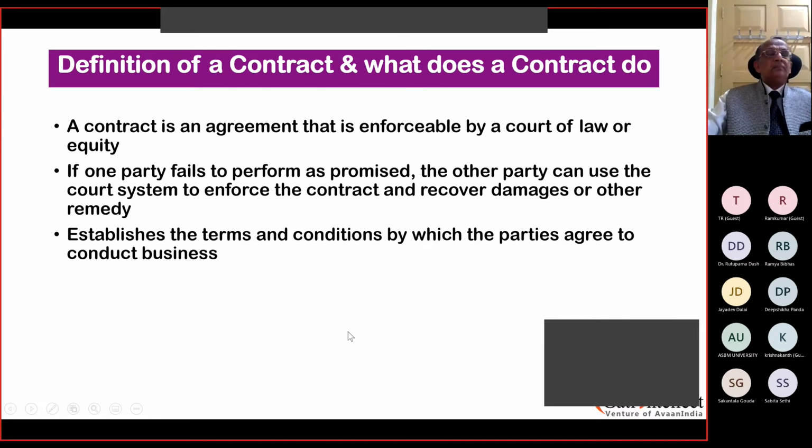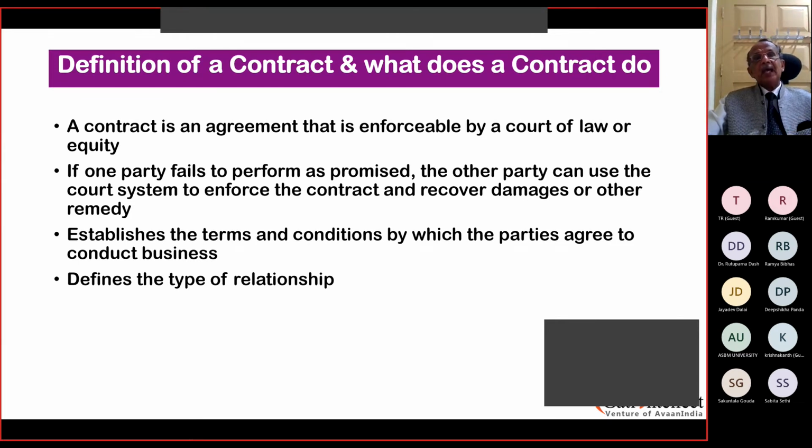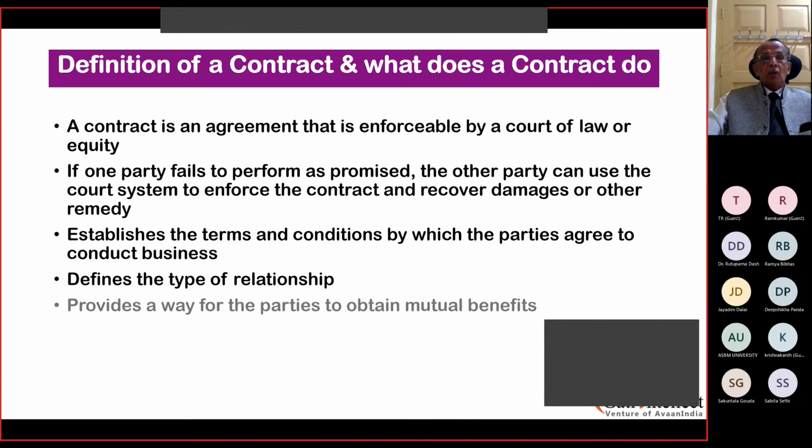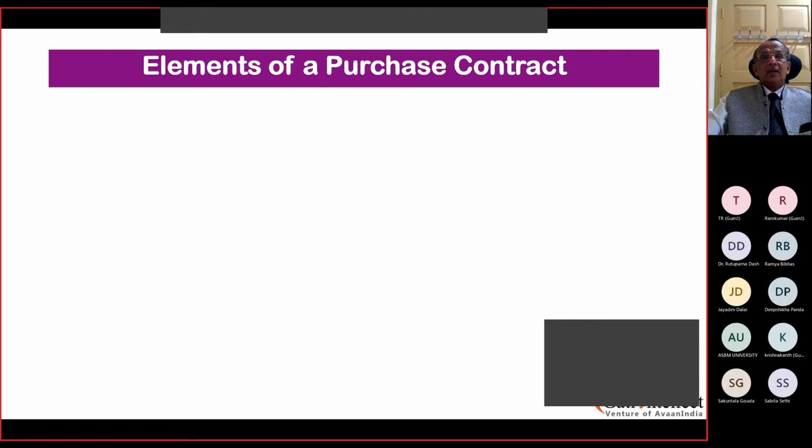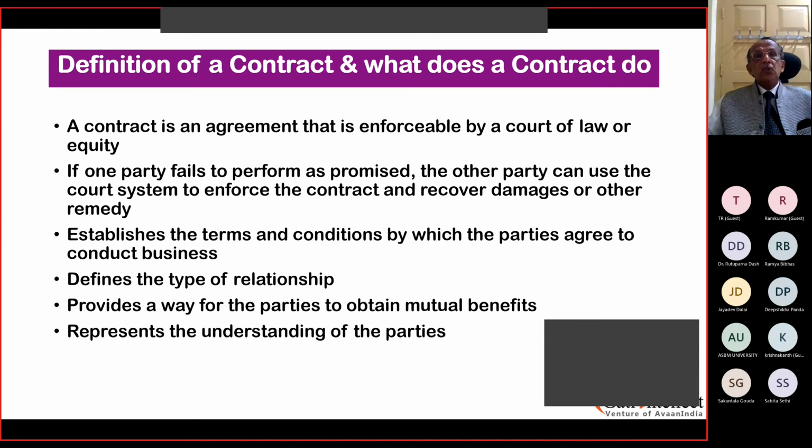This is the contract charter. It defines the type of relationship between the owner and the vendor. It provides a way for the parties to obtain mutual benefits. It represents the understanding of the parties. So please do understand what a contract does. This is what is explained so far.